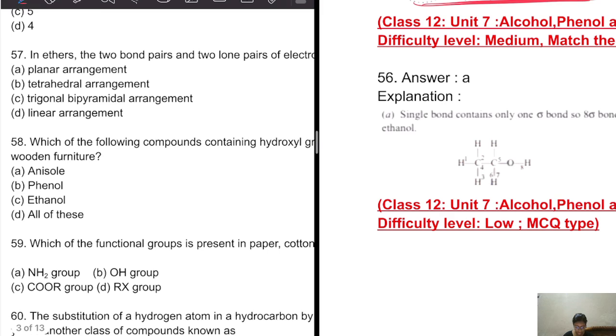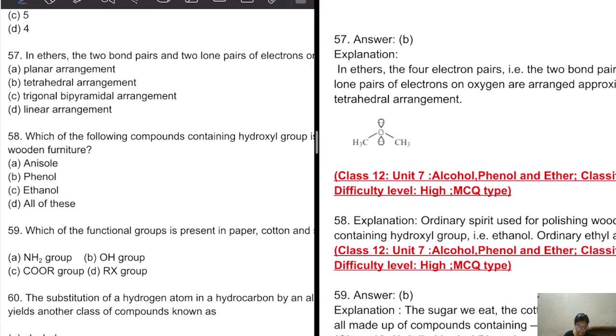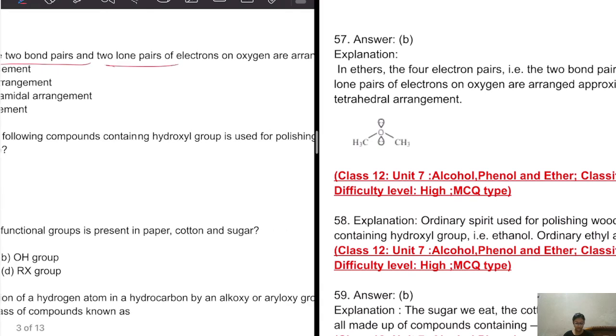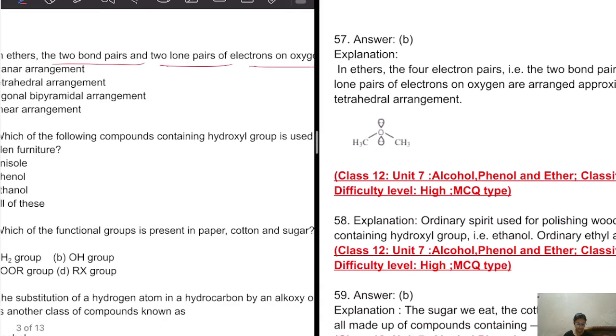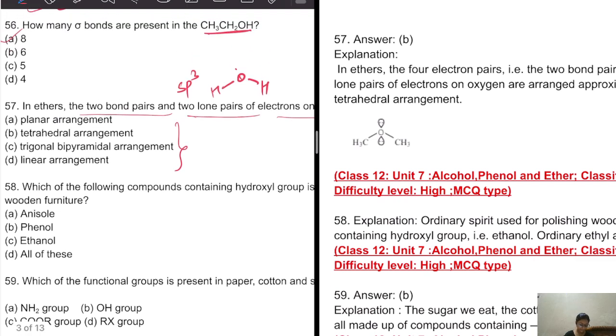Now let's see the next question. It is given to us in ethers two bond pairs and two lone pairs of electrons on oxygen are arranged in. We have to tell the hybridization. See, the hybridization here would be sp3. You know the structure of H2O, right? Like in H2O, we can compare it like this. So this is the structure, alright? So this is tetrahedral. Oxygen is tetrahedral when it has two lone pairs and two sigma bonds.